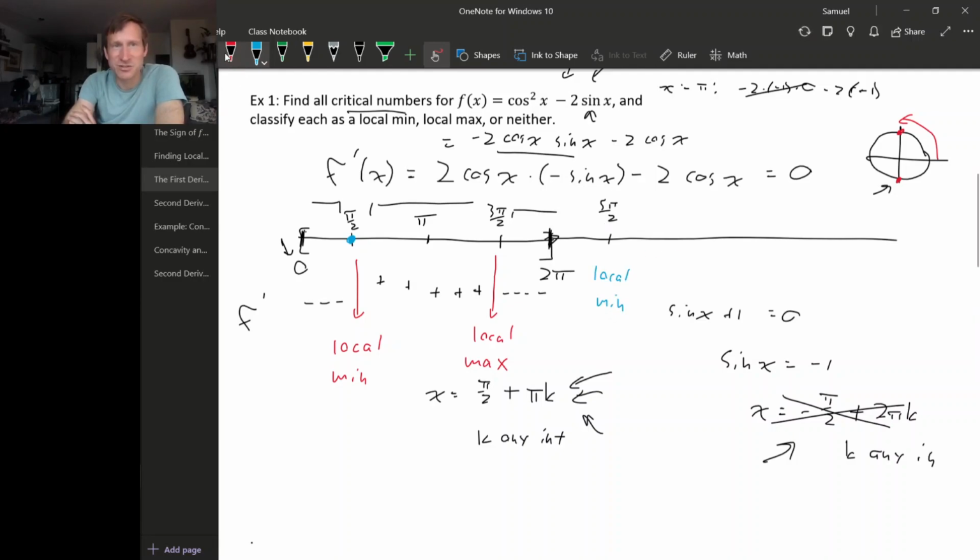And then the next critical number after that is 7 pi over 2. And that's 1 period forward from 3 pi over 2. And so that must be a local max. You can see that what's happening here is, in this big list of critical numbers, they're alternating local mins and local maxes.